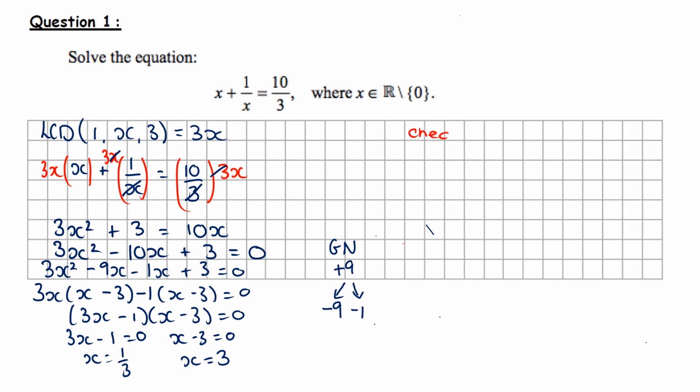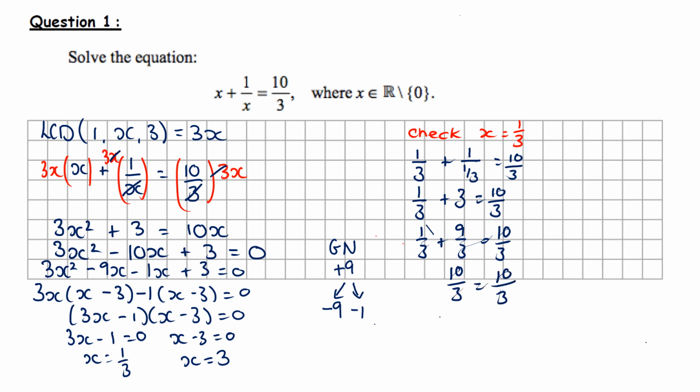The first one we're going to check is x equals a third. We take our original equation and sub in: a third plus 1 over a third is equal to 10 over 3. So we end up with a third plus 3 is equal to 10 over 3, which is a third plus 9 over 3 is equal to 10 over 3. So we get 10 over 3 equals 10 over 3, and we say that this is valid. So our first answer, a third, is valid.